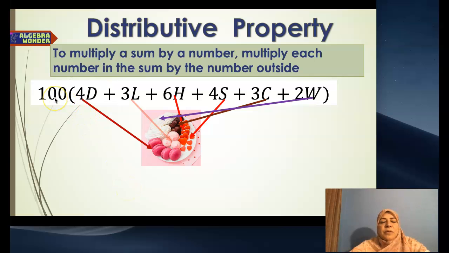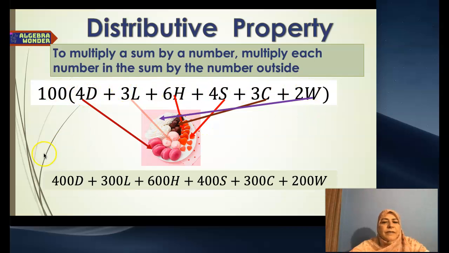We can use the distributive property for that. So here we go. We have a number, which is 100. I need to make 100, and I'm going to multiply this 100 by the sum here: 4 dark pink cookies, 3 light pink cookies, and so on. So how can I do that? You just multiply the 100 with each number in here. If I want to go and place an order, I'm going to get 400. So 100 times 4, 400 dark pink cookies. 100 times 3 light cookies, which is 300 light cookies.